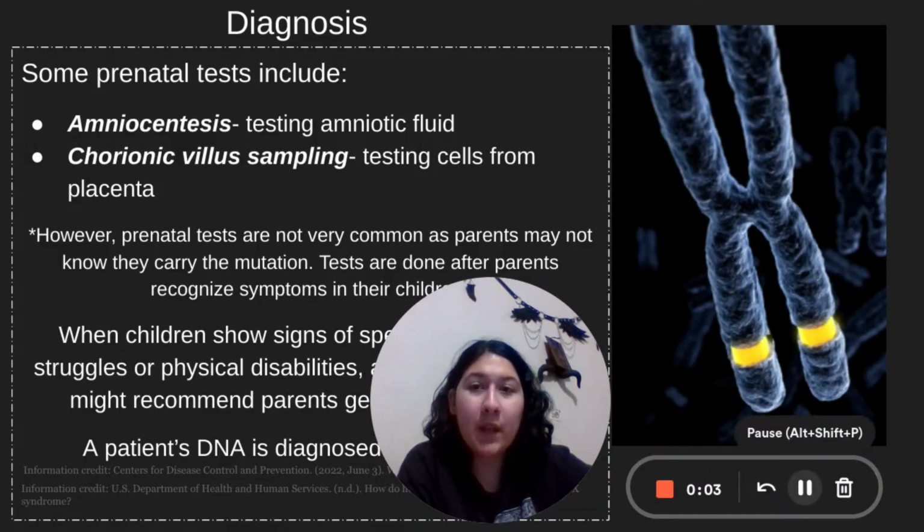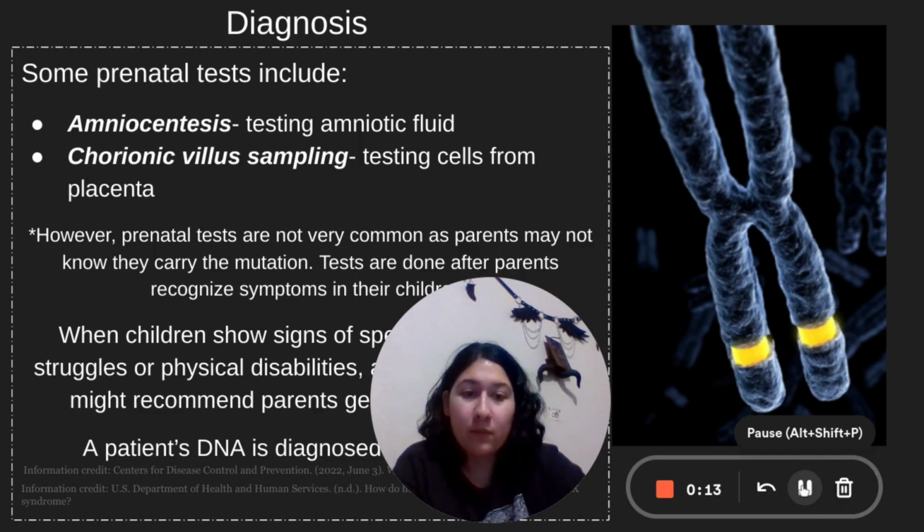Now we come to discuss diagnosing FXS. Some prenatal tests include amniocentesis, which is testing the amniotic fluid. Another test includes chorionic villus sampling, which is testing cells from the placenta. However, prenatal tests are not very common as parents may not know they carry the mutation. Tests are done after parents recognize symptoms in their children.